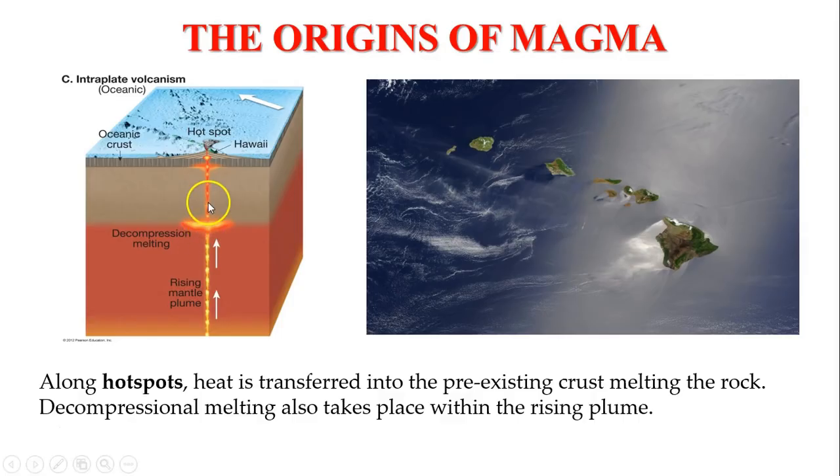Well, of course, as you ascend up from the mantle towards the crust, what's going to happen? You're going to decrease the pressure, and then you have decompressional melting. Okay? And then, of course, this is what you're looking at. It's mostly decompressional melting that's taking place along hotspots.